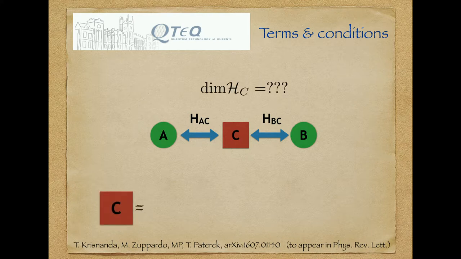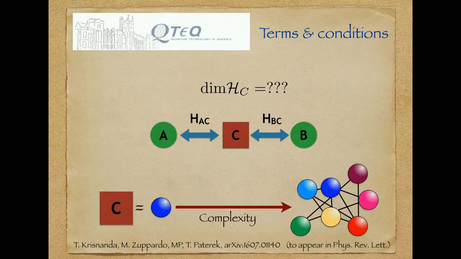Do I want to put any constraint on the dimension of C? No, I don't want to do that. I want to leave it entirely free. Therefore, the scheme that I'm going to show and the results that I will discuss are valid whether you have an elementary system or a very complicated one as C, okay?